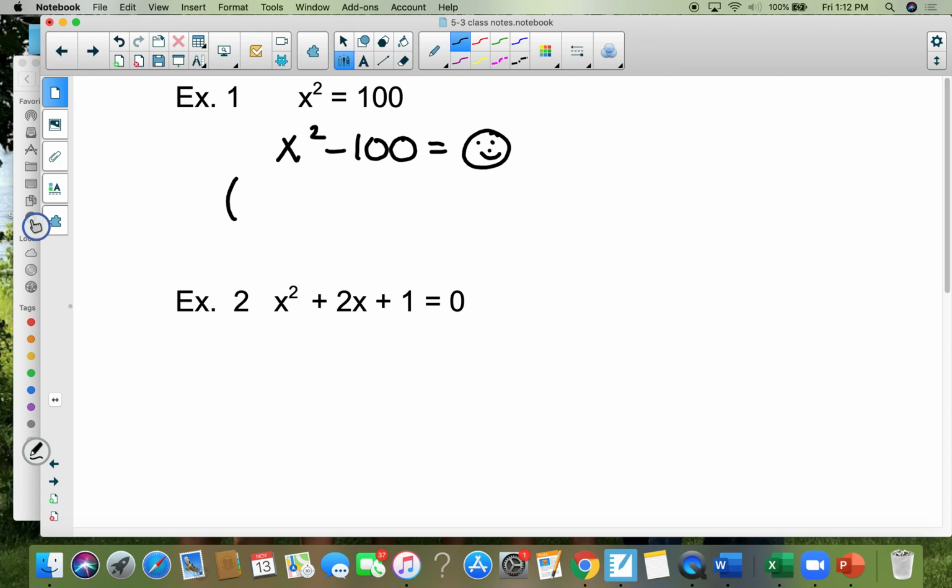Okay, now we're going to go back to the factoring chapter. You're going to put an x here and an x here and a negative 10 and a positive 10. So what are we doing? This is what we're doing.